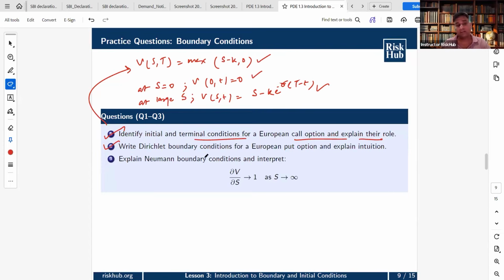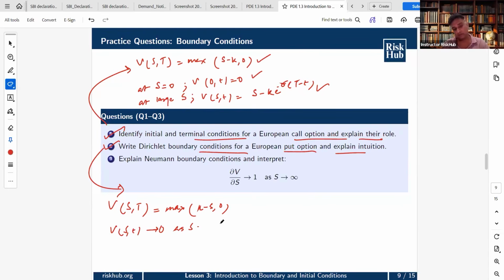Then: write the Dirichlet boundary conditions for a European put option and explain the intuition. All the solutions are already given, guys. I'm just trying to give you an understanding, right? For the put, the terminal condition is V(S,T) equals max(K minus S, 0). When the stock price effectively becomes very large, V(S,t) tends to 0 as S tends to infinity.